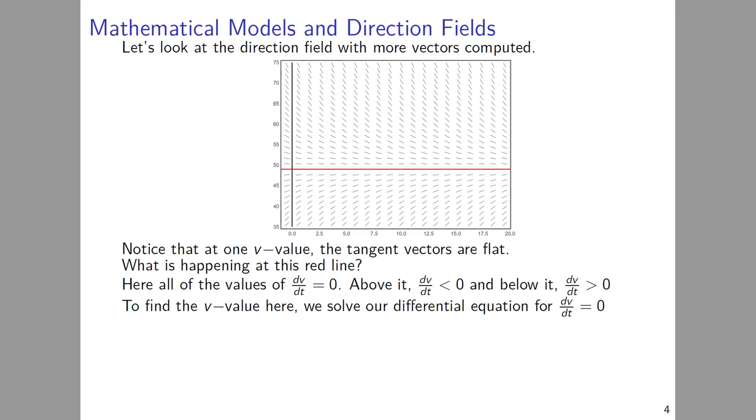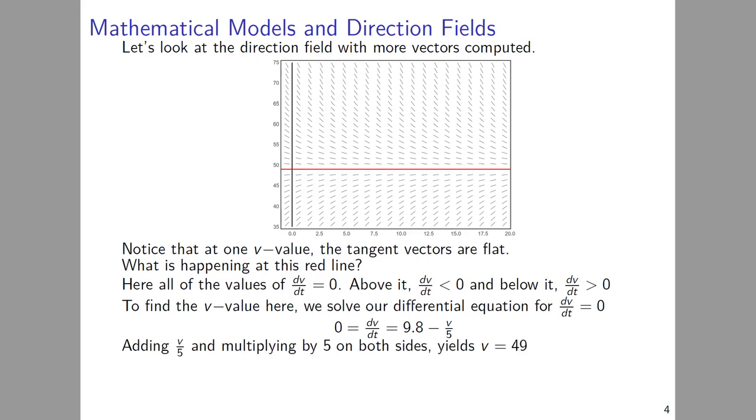To find the v value here, we want to solve our differential equation for dv/dt equals 0. In other words, 0 equals dv/dt, which is given by 9.8 minus v over 5. Adding v over 5 and multiplying by 5 on both sides yields that v equals 49, which lines up with what we see in our direction field. So at v equals 49, dv/dt is 0. In other words, v is constant. V is not changing. Since it's not changing, we say that it's in equilibrium, and we call this the equilibrium solution.